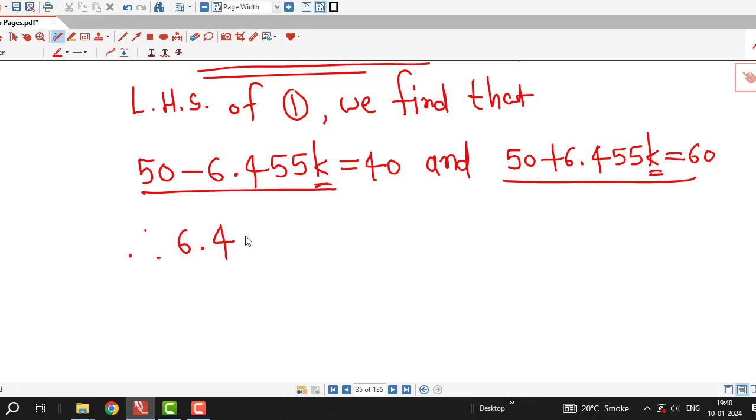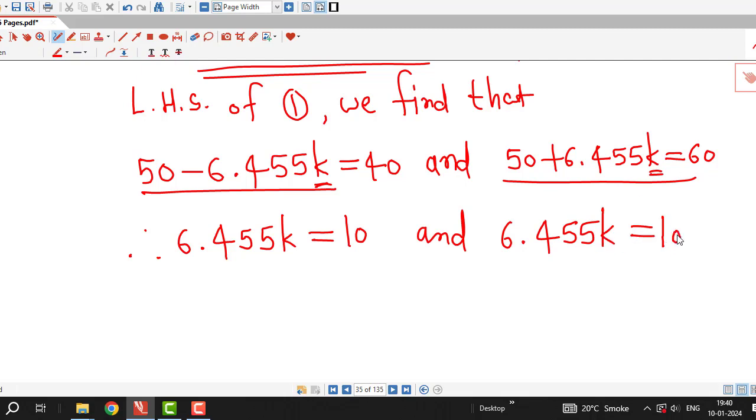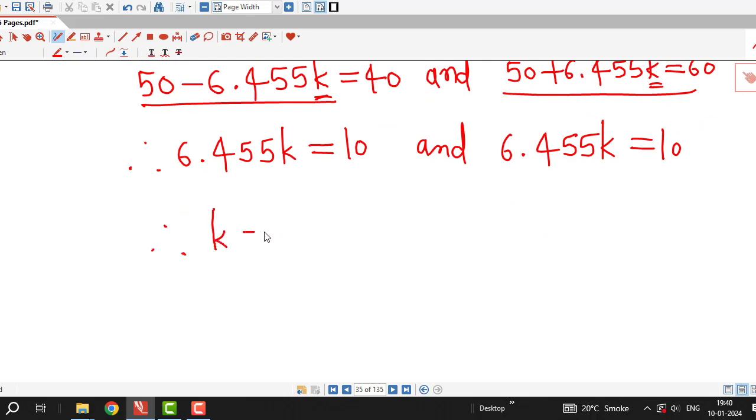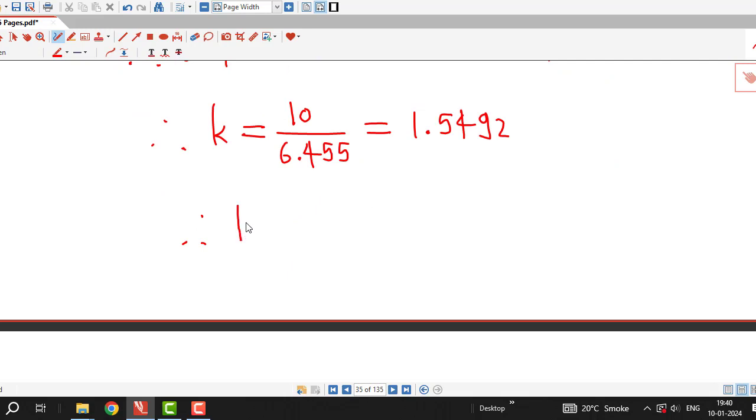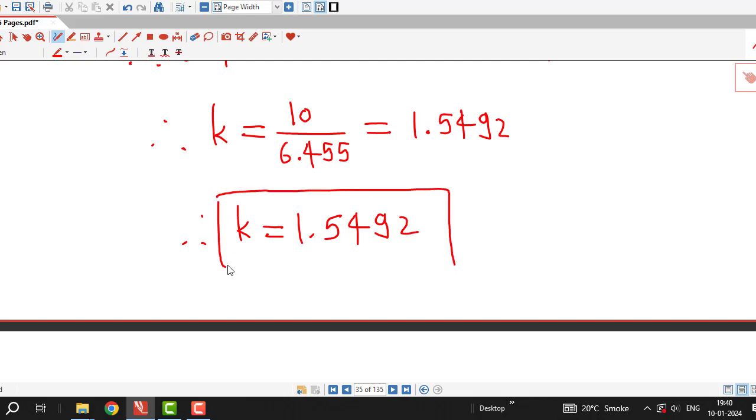So now from this I can find that 6.455k equal to 50 minus 40, that is 10, and you can see here also 6.455k turns out to be 60 minus 50, that is 10. So we obtain the same value of k either using this or this, and that must be the same, and if it is not the same then we have made some mistake. Therefore k equals 10 divided by 6.455, and that turns out to be 1.5492. So once we obtain the value of k, we substitute it in inequality number 1, and we are able to determine the lower bound.